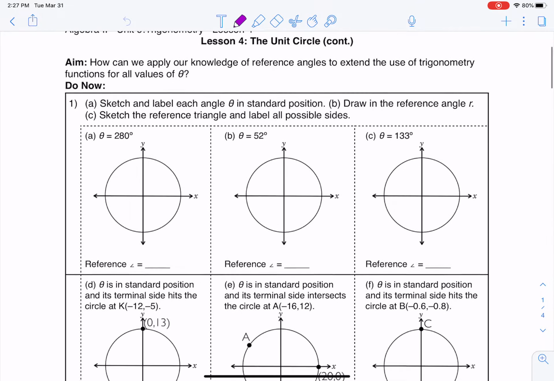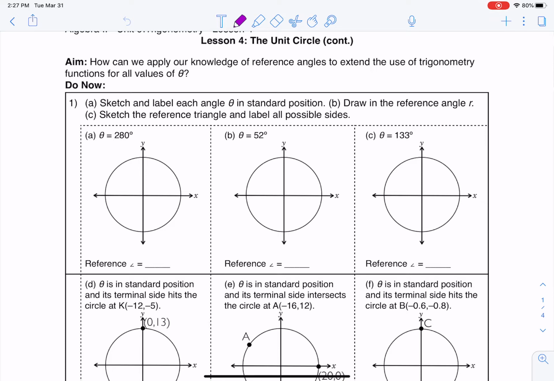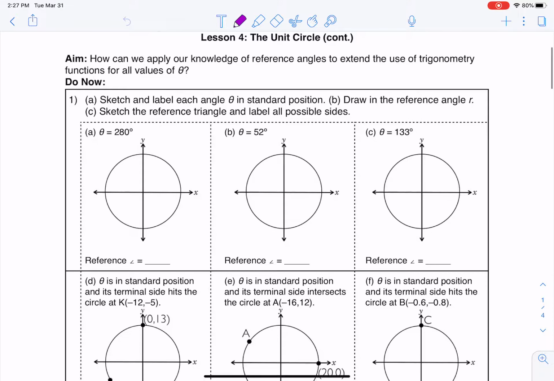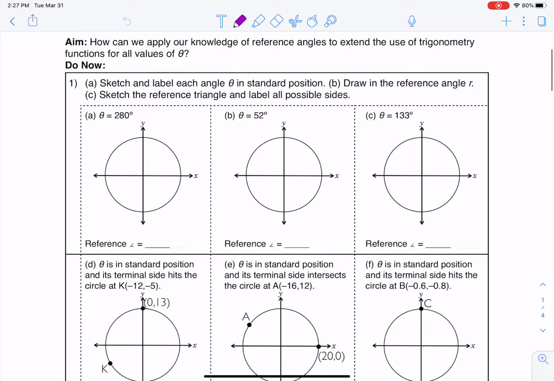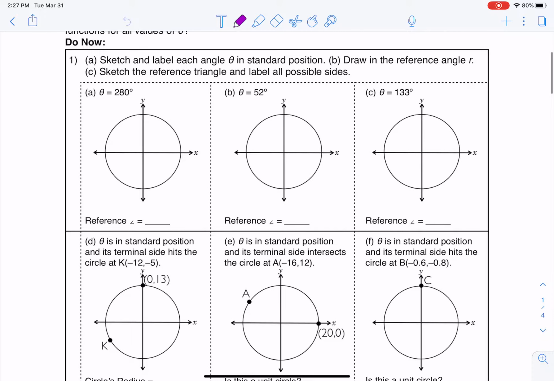In today's lesson, we're going to be applying our knowledge of reference angles to extend the use of trigonometry functions for all values of theta. So all different types of angle measurements, we're going to be able to use our trig ratios for at the end of this lesson. So let's take a look first at the do now.